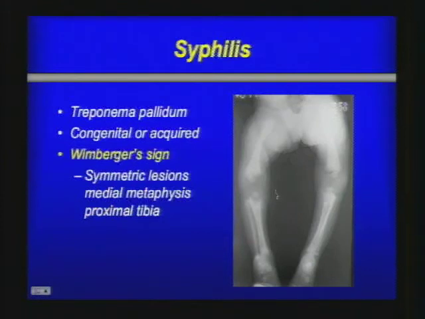Don't mix that up with Wimberger ring sign. The Wimberger ring sign is found with scurvy. This is going to be shown to you later by Dr. Boutin. He's going to talk about the Wimberger ring sign. But the Wimberger sign is found with syphilis.